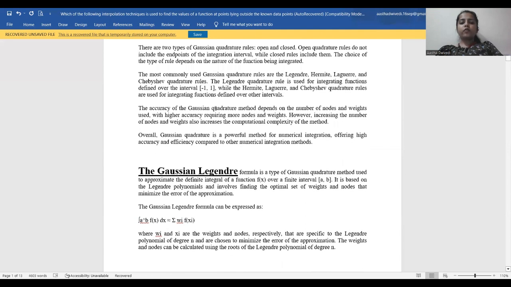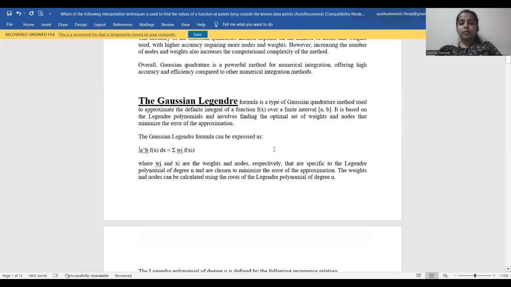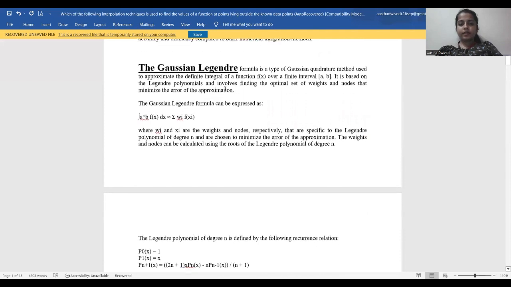The accuracy of a quadrature method depends on the number of nodes and weights used. Higher accuracy requires more nodes and weights. However, increasing the number of nodes and weights also increases the computational complexity of the method. Overall, Gaussian quadrature is a powerful method for numerical integration, offering high accuracy and efficiency compared to other numeric integration methods. Next topic is Gaussian Legendre.